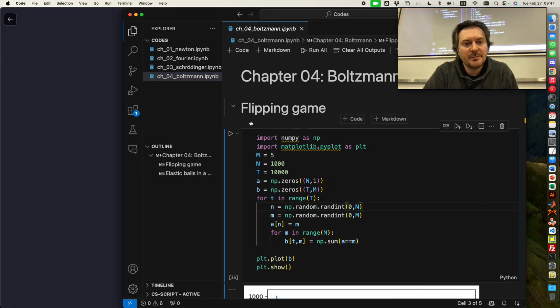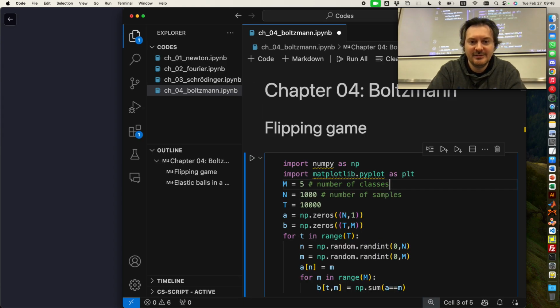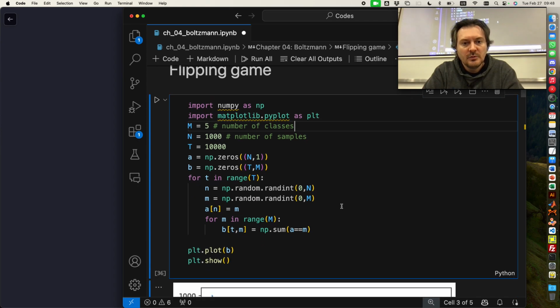So this is our flipping game. I have number of states. Should I call it number of samples? Just name it after number of classes. Does it make sense? You understand what's going on, right? Let's see. Number of iterations. That's good.